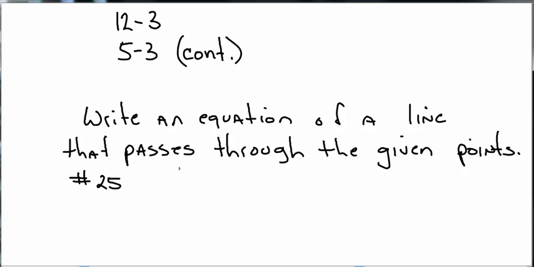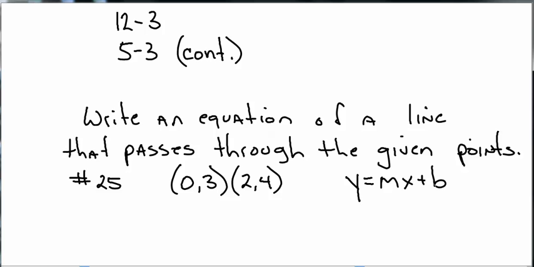Alright, the points are 0, 3, and 2, 4. Okay? So write an equation of a line that passes through the given points. So we're going to use y equals mx plus b. Slope-intercept form, right? When you're writing an equation in slope-intercept form, what do you need? You need the slope and the y-intercept, don't you? Right now, you don't have the slope or the y-intercept. You just have 2 points.